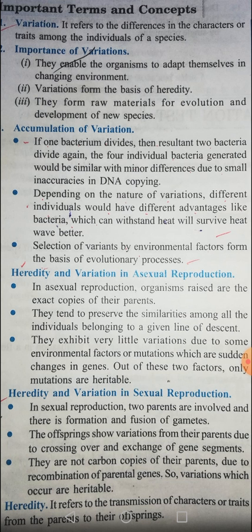So I mean to say that the offspring will be very much similar. The offspring should be identical to the parents, and they exhibit very little variation due to some environmental factors or mutation, which are sudden changes in the gene. Out of these two factors, only mutations are heritable. So there are fewer chances of variation in asexual reproduction, and if a little variation comes due to some change in the structure of the gene or some mutation, it will definitely pass on to the next generation. While the heredity of variation will be quite higher in the case of sexual reproduction.